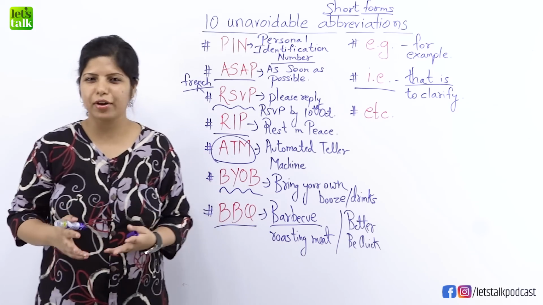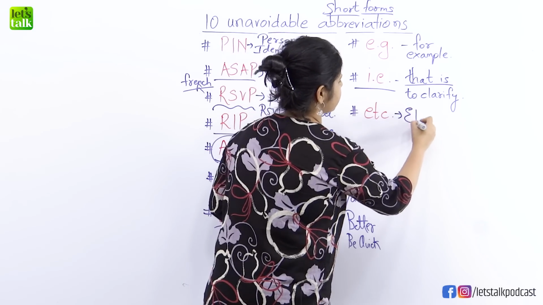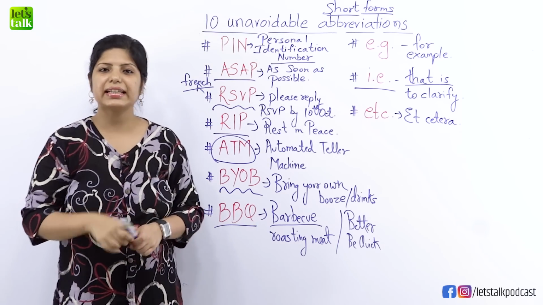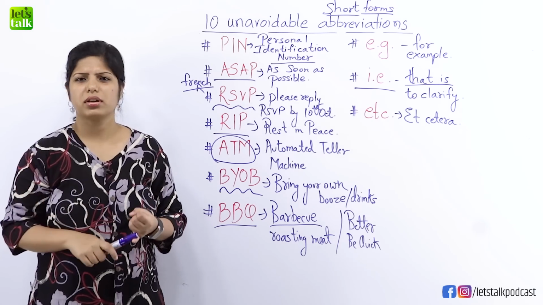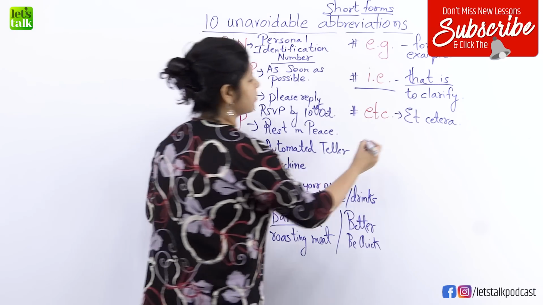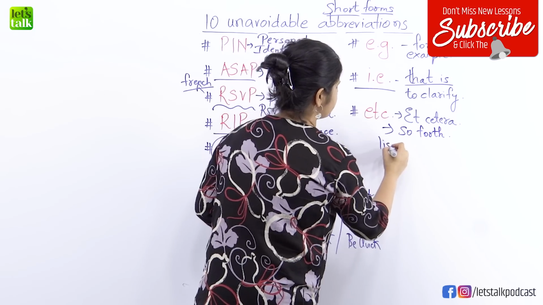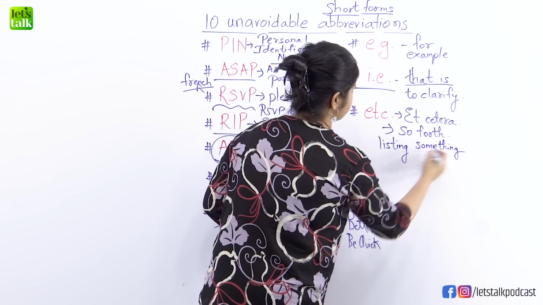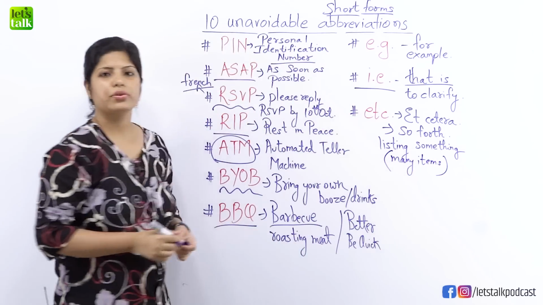And finally, we have this very common one, which is unavoidable. We see it everywhere. ETC means etcetera. Say if you're listing a couple of things, if you say that I went shopping today and I bought some shirts, trousers, skirts, etc., it means and so forth. It's basically used when you're listing something. And ideally, there would be many items because of which you're using etc.